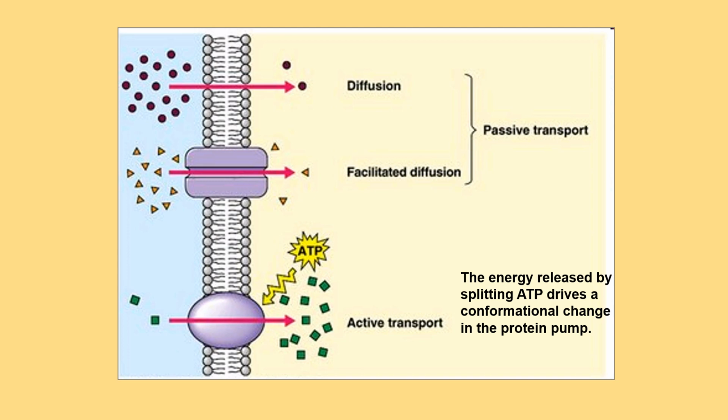This pump is a protein. It will change shape when the enzyme part of this protein cuts apart a molecule of ATP. That ATP becomes ADP, and energy is released in the process. That energy that's released causes a conformational change, a shape change in the protein, and that's what allows this pump to move the green squares from one side of the membrane to the other.